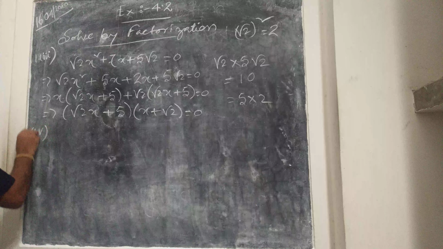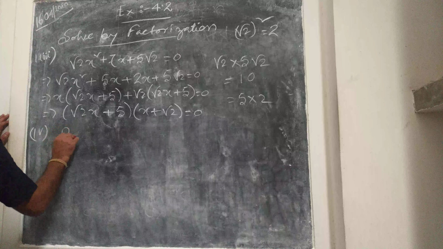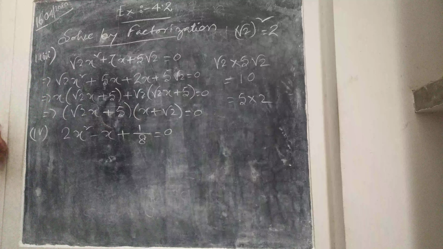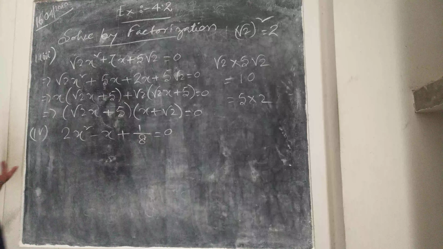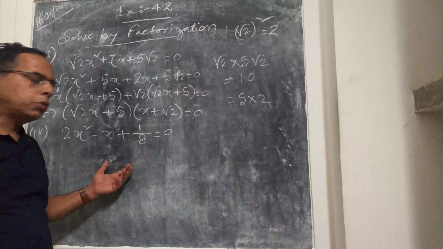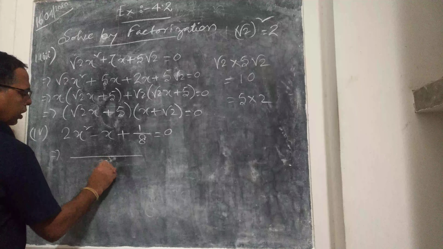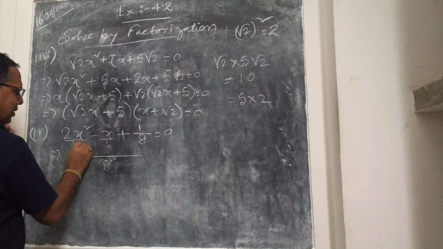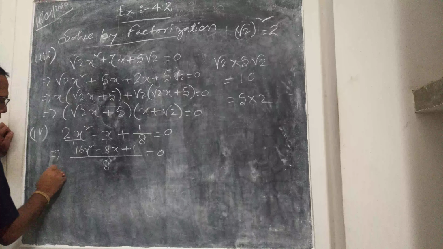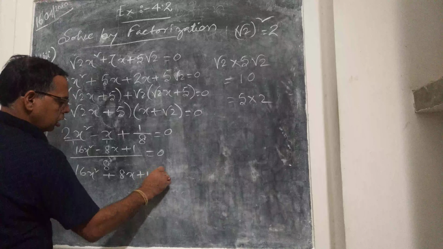Roman 4. So Roman 4 is 2x squared minus x plus 1 by 8 equal to 0. Okay. Now here you can do directly also. Otherwise, if you think that directly it is a problem for you, then you take the LCM. So let us take the LCM. So 8, because here 1, here 1. So 16x squared minus 8x plus 1 equal to 0.